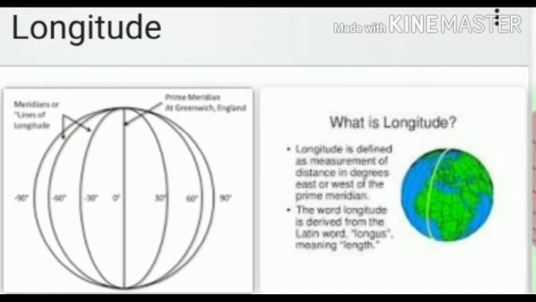Now again you can see the two pictures on your screen. In the first picture you can see the arrows, meridians or lines of longitude. You can see the lines, these are longitude lines, and second, the prime meridian at Greenwich, England. So this is the first picture of longitude. The second picture, the colored picture, says longitude is defined as measurement of distance in degrees east or west of the prime meridian. The word longitude is derived from the Latin word longus, meaning length. Okay, so that is longitude.